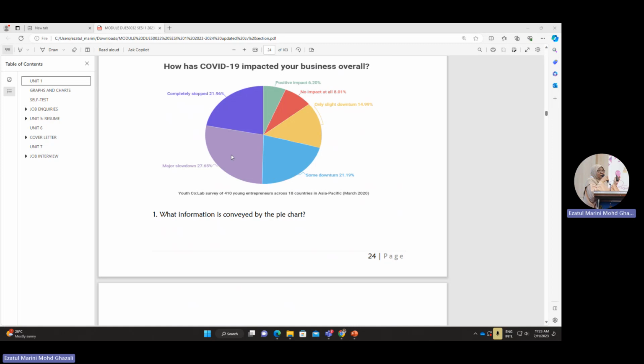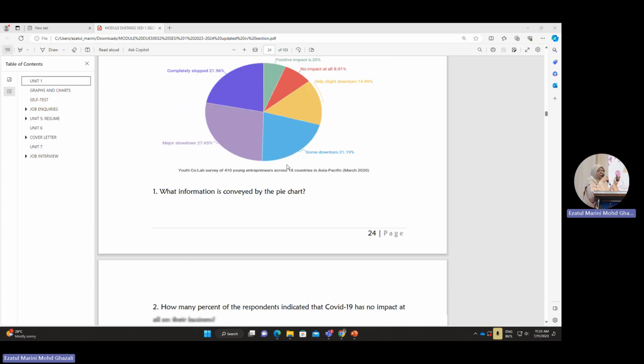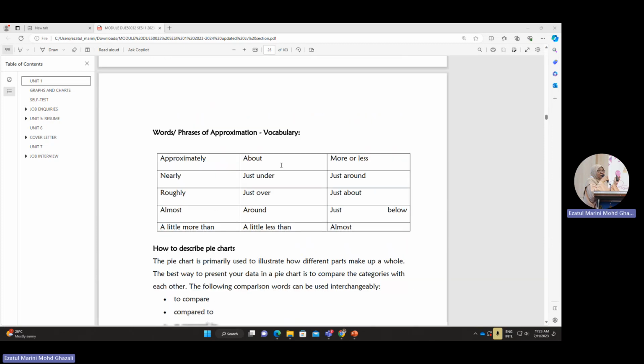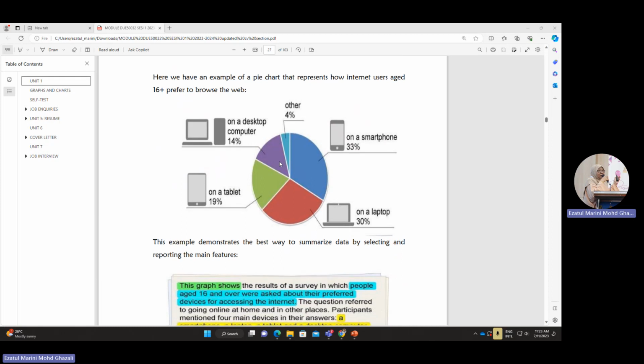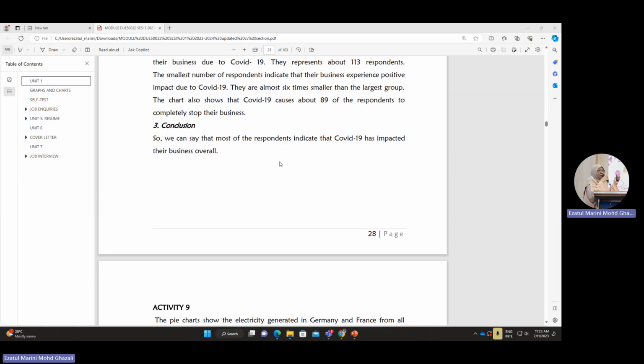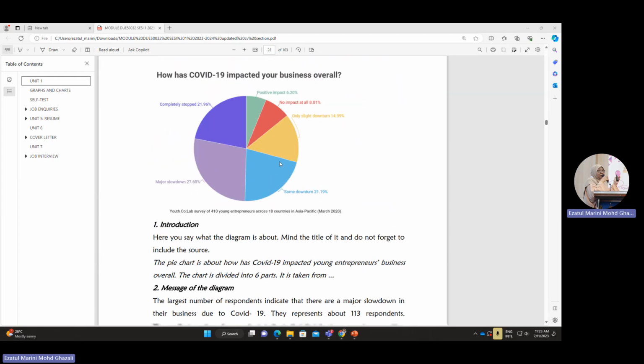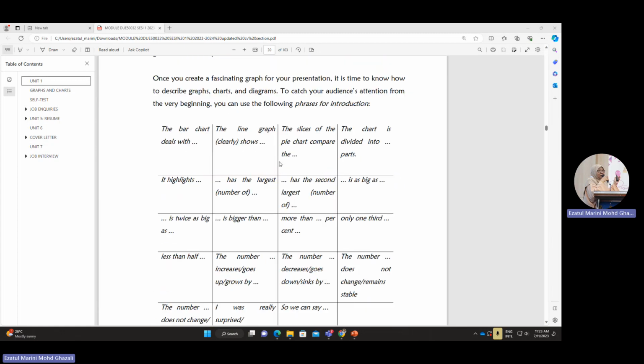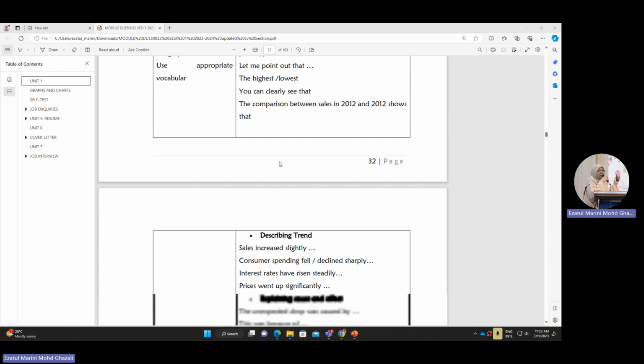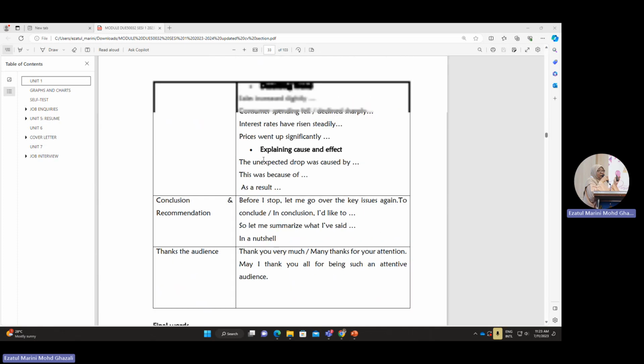27.65, major slowdown, 21.96, completely stopped, and some downturn, that is 21.19, right? Okay, not talking about the interpretation. Not going to talk about the interpretation now. All right.